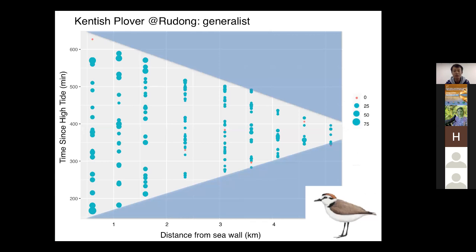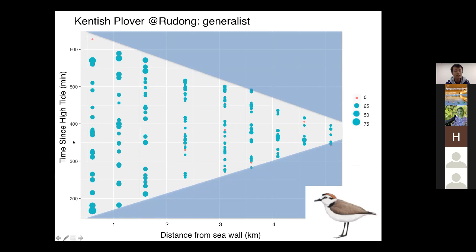And this is what the data looks like. It's a little bit complicated, so I'll go over it in detail with you. On the x-axis is the distance from the seawall, and on the y-axis is the time since high tide in minutes. So this is high tide, low tide, and then another high tide.